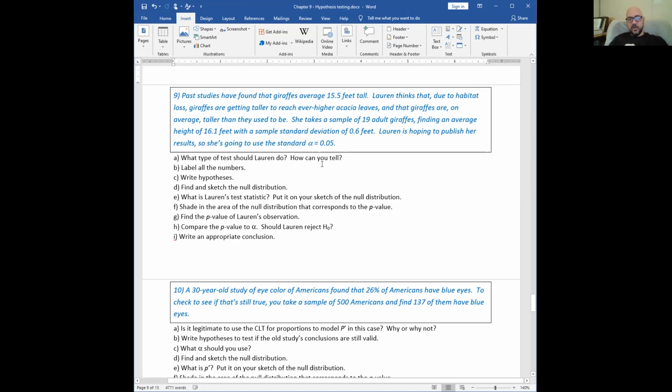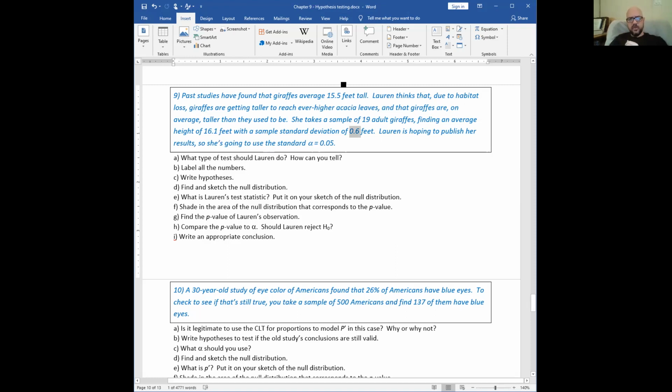So the type of test that Lauren should do is a t-test for means, for a couple of reasons. One, her sample is small, smaller than size 30, and that's what t-statistics were originally developed for. And two, she does not have sigma, the population standard deviation. The only standard deviation she's got is her sample standard deviation, so she has to use that.